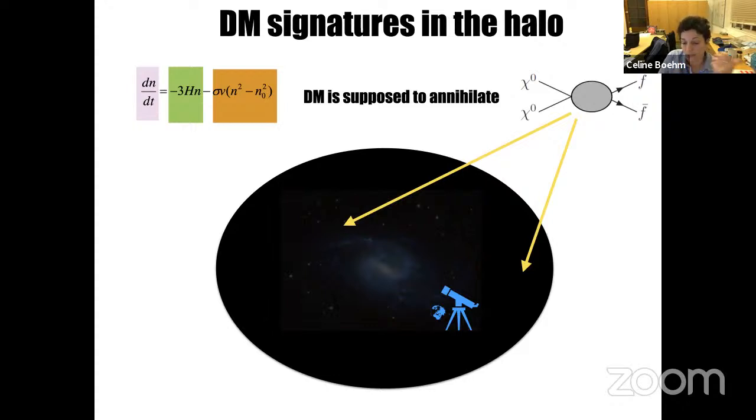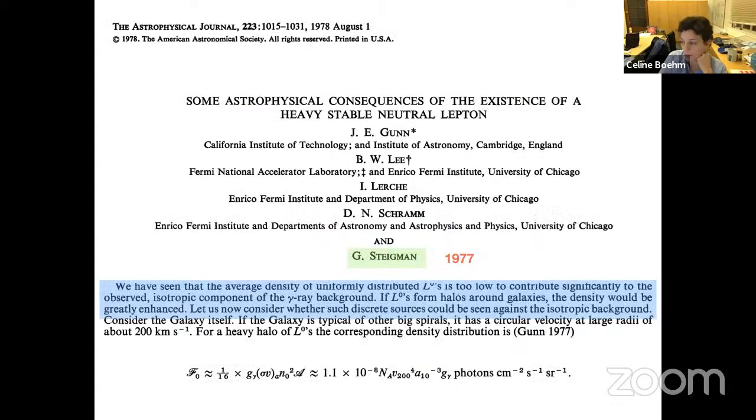Then the question is which instrument you're going to use. Depending on which kind of product you want to see, you're going to use different techniques. So I'm going to first show you the history of it, then I will show you what kind of products people have looked for, and then show you how we can detect them.